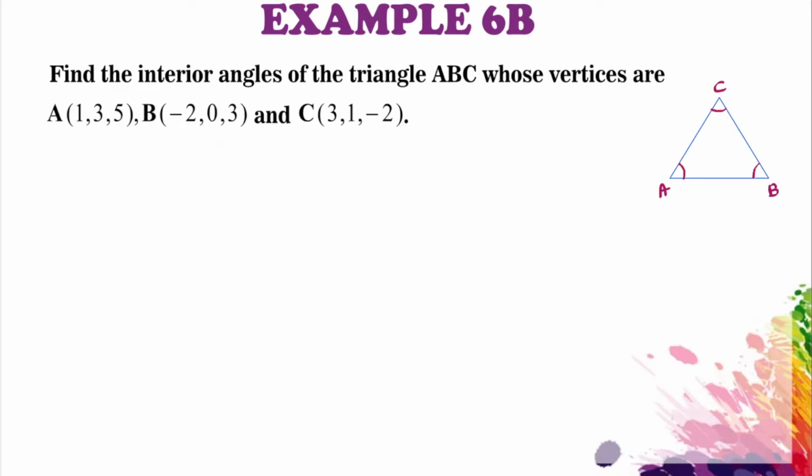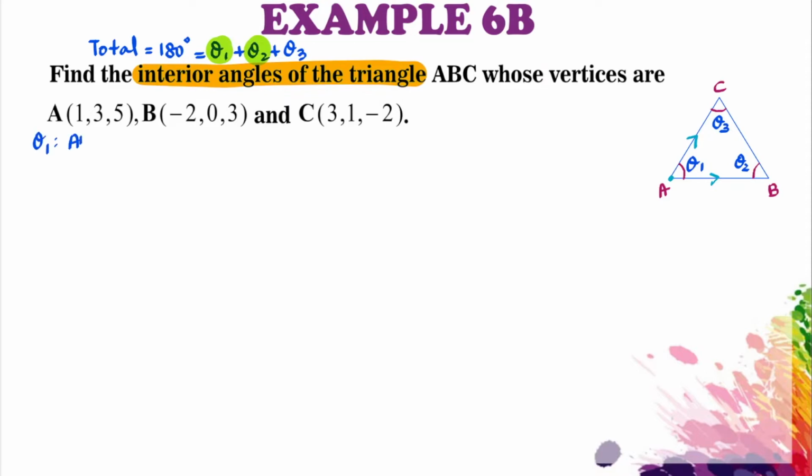Okay, let's try another example. Example 6b. Find the interior angles of triangle ABC given 3 points A, B and C. We know that the total of the interior angles in a triangle is 180 degrees. So we let these be theta 1, theta 2, and theta 3. By scalar product definition, we will find theta 1 and theta 2, so the third theta will be 180 minus theta 1 and theta 2. How to find theta 1? It comes from point A towards B and towards C. So for theta 1, we involve vector AB and vector AC.